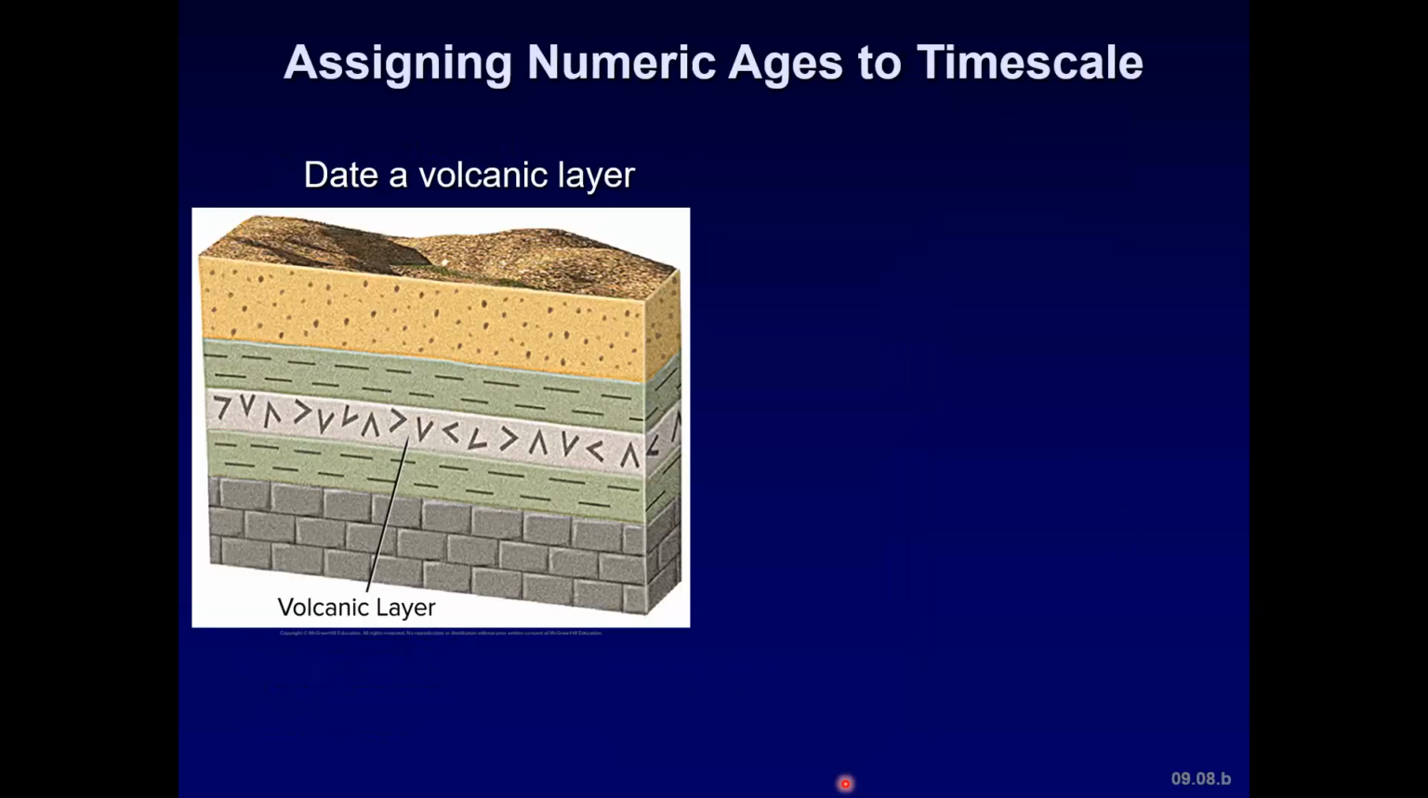Okay. So we want to assign numeric ages to our geologic time scale. And what is that based on? We could, say, use radioactive dating to determine a numeric age for this volcanic layer on the left to help constrain the ages of the sedimentary layers on either side of the volcanic layer. So these are sedimentary and this is volcanic.